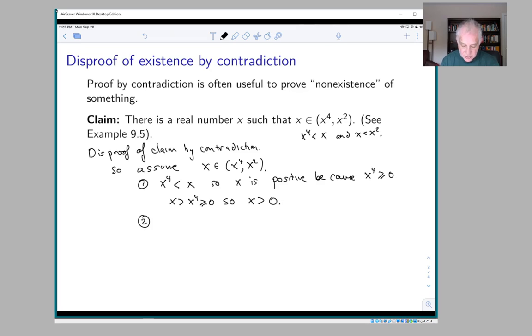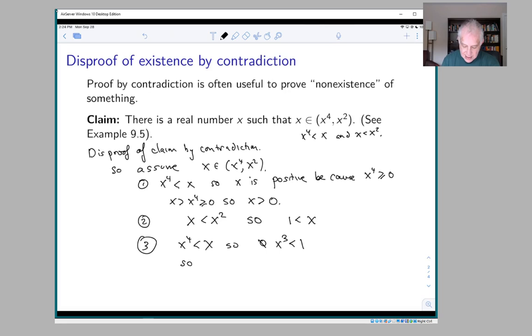And second of all, we know that x is less than x squared. And since x is bigger than 0, we can divide both sides of this inequality by x. And therefore, we get that x is bigger than 1. On the other hand, we know that x to the fourth is less than x. So we can divide both sides of this inequality by x. Remember, x is positive. So we get x cubed is less than 1.